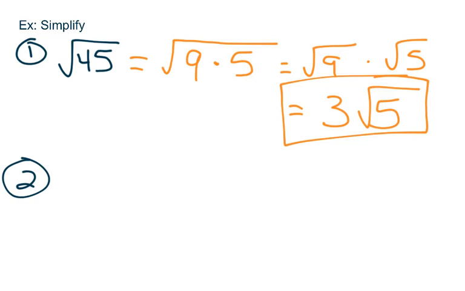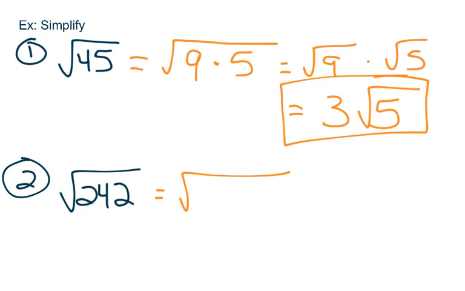So, number 2, how about the square root of 242? I'm going to tell you right now that 242 is not a perfect square, but it is divisible by one. The one that it's divisible by is 121. Okay, 121 times 2 is 242. Now, could we pick a different number to divide 242?